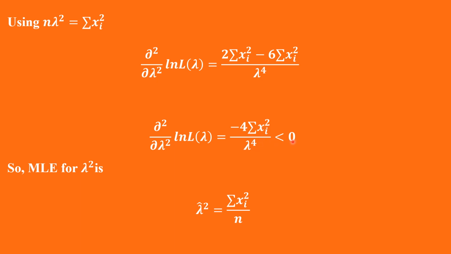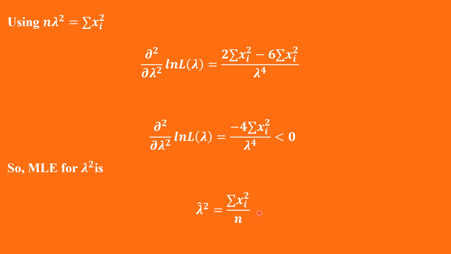This would be less than 0 because we have a summation of square terms, and in the denominator we also have an even power. So this negative indicates that the whole expression will be less than 0. Hence the MLE for lambda square is summation xi square over n.